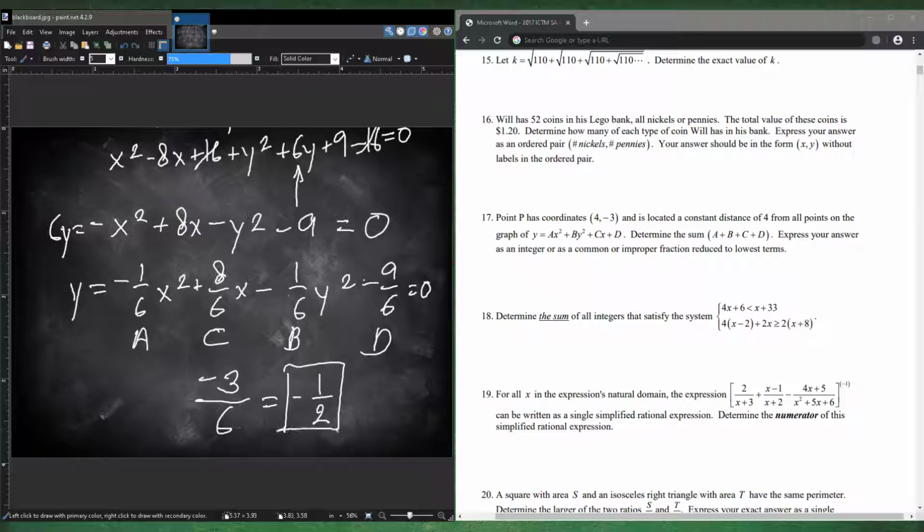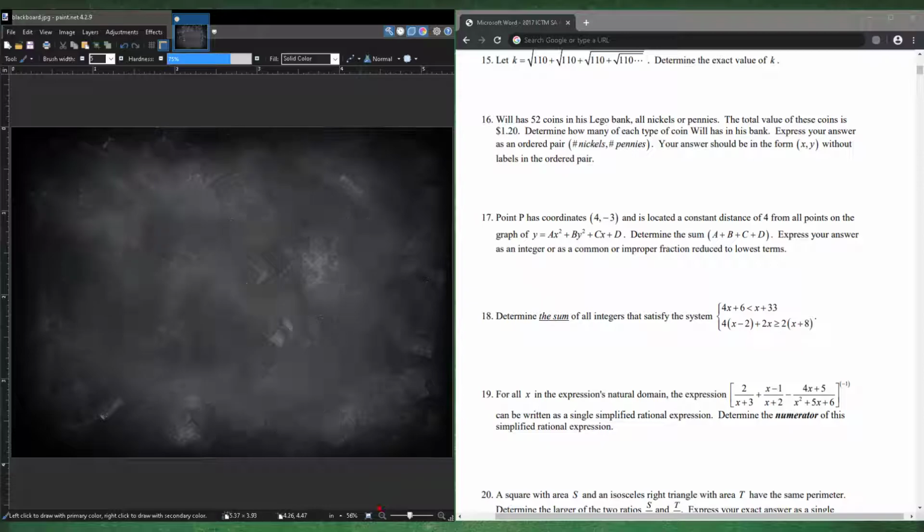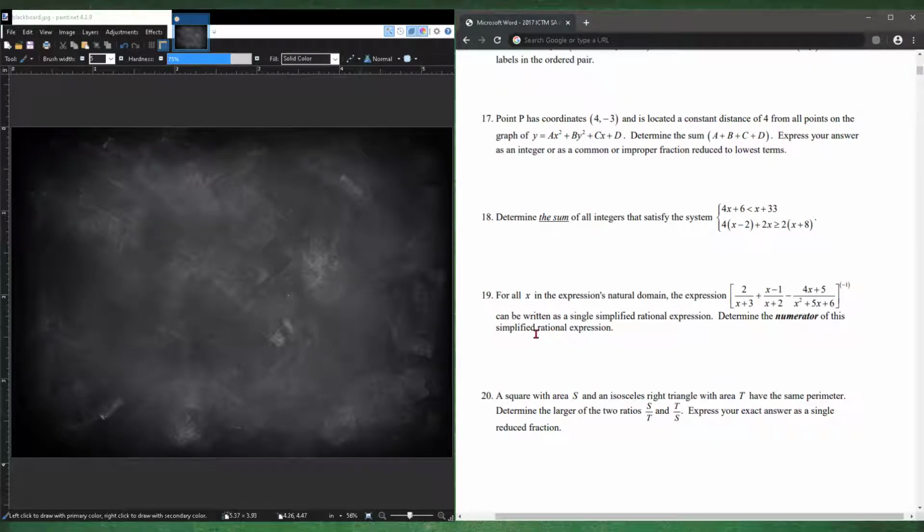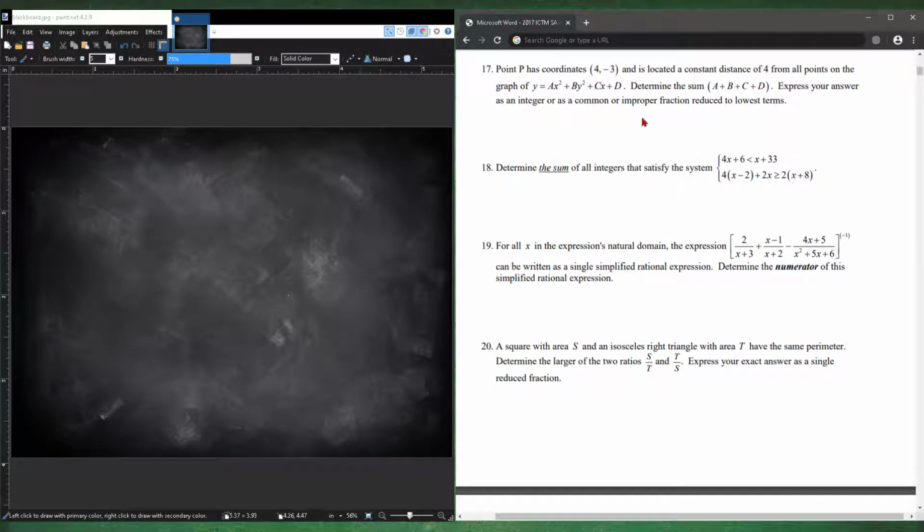And since they said to write it as a common or improper fraction, we're going to have to write it as a fraction. So it's going to be negative 1/2 for number 17. Okay, pretty simple circle question.